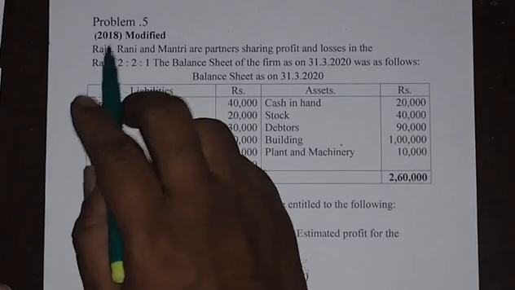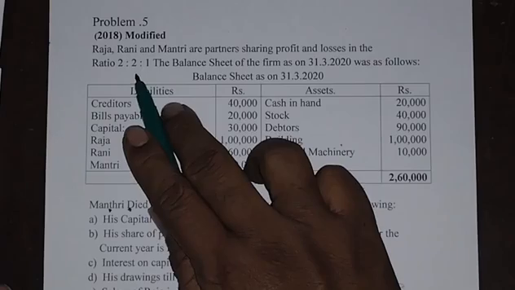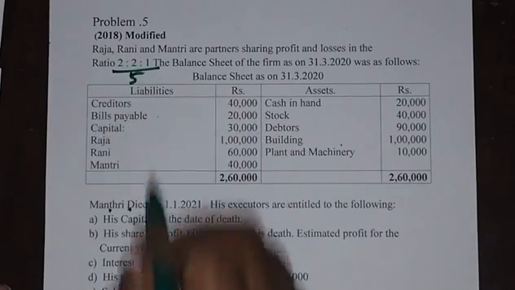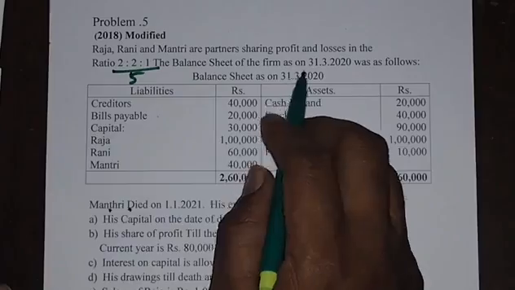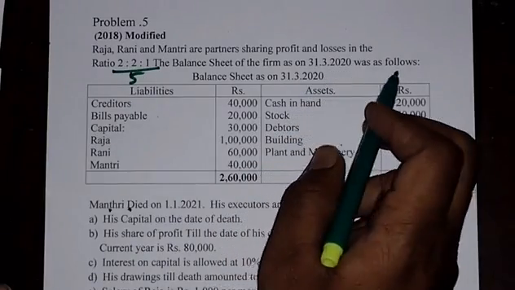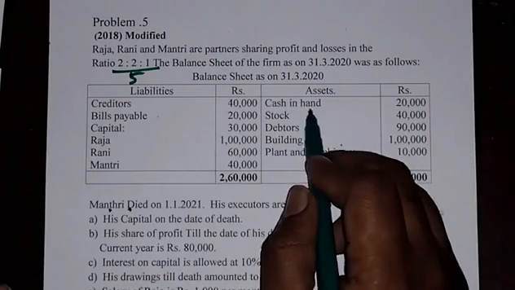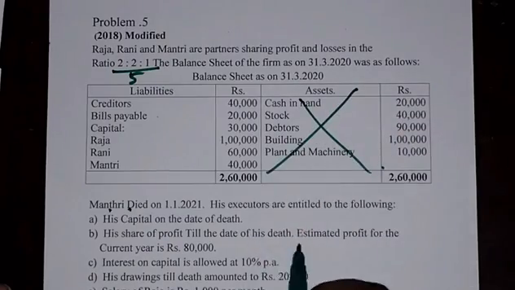Now Raja, Rani and Mantri are partners, sharing profit and losses in the ratio of 2:2:1. It means divided by 5. 2 plus 2 is 4, 4 plus 1 is 5. The balance sheet of the firm as on 31st March 2020 was as follows. Liabilities rupees, assets rupees. Asset side: cash in hand, stock, debtors, building, plant and machinery. All this is not required.